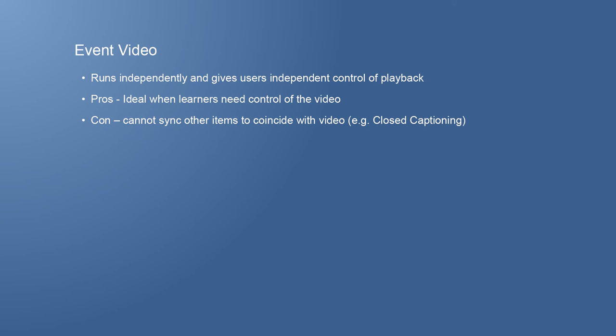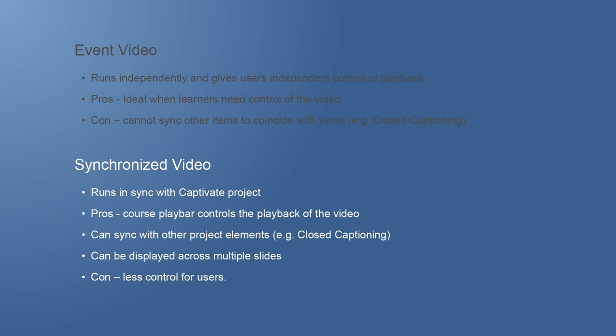The other type of video that's available to you is synchronized video. In Adobe Captivate, it's labeled as multi-slide synchronized video, but it's synchronized video nonetheless. It's a video that runs in sync with your Adobe Captivate project, and the controls of the course control the playback of the video. If you want to give users control of the playback, users will have to use the Adobe Captivate playbar controls. As the name suggests, synchronized video can align with other items in the Adobe Captivate timeline, and you can add closed captioning to synchronized videos.